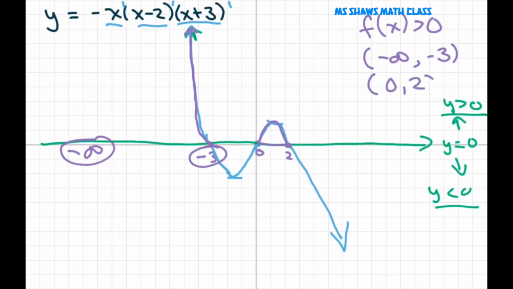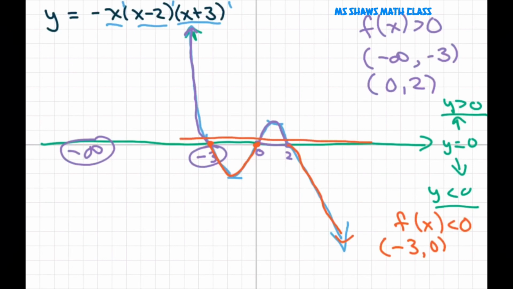For this part, where is f of x negative, or y negative? That's this little part in here, and that's from -3 to 0. And also this part is below the x-axis. We're looking at that part, and that's from 2 to infinity.